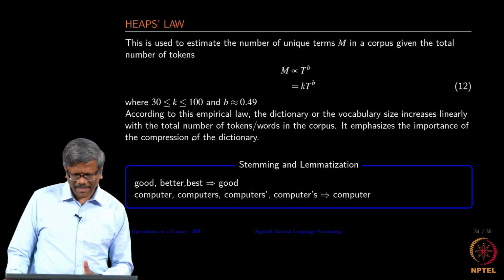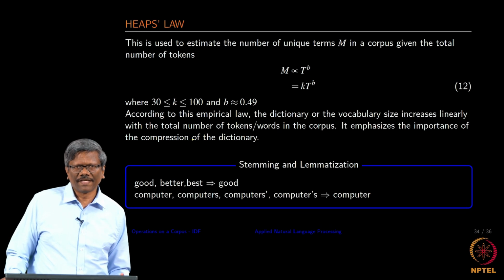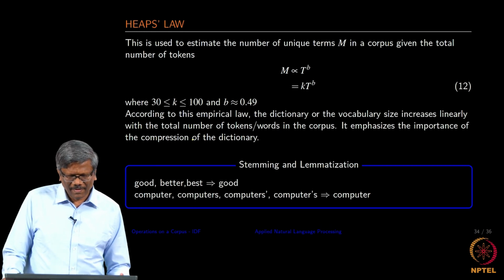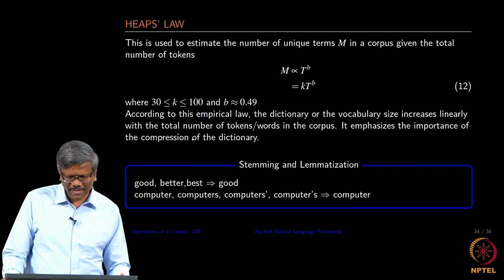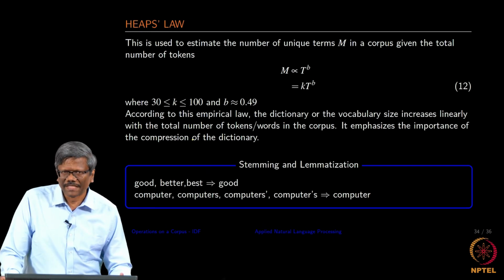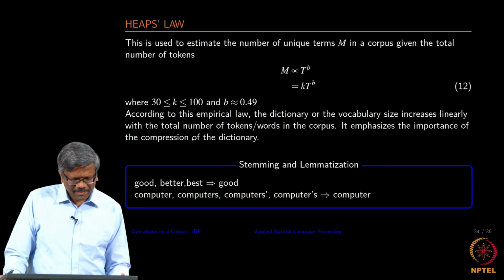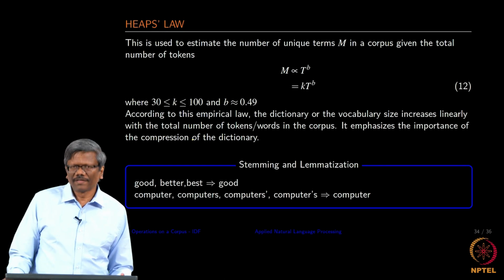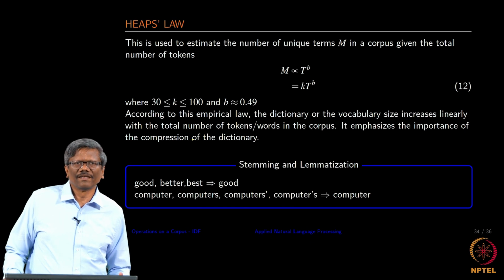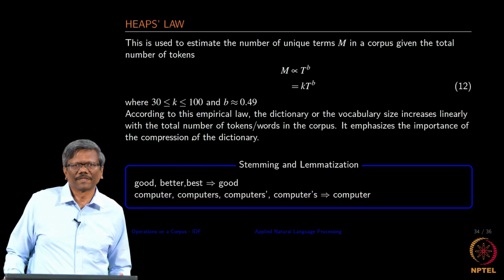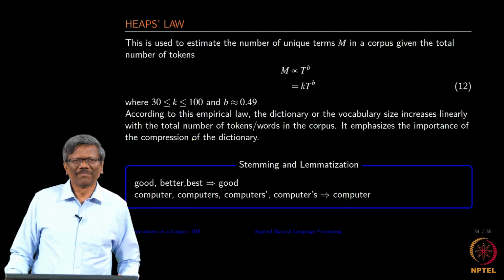I am not going to spend a lot of time on this, but this is again an interesting law, which states that the number of unique terms is proportional to the total number of terms found in the given document. That means according to this law, the dictionary or vocabulary size increases linearly with the total number of tokens in a given corpus. So, this particular law really emphasizes the importance of the compression of the dictionary.